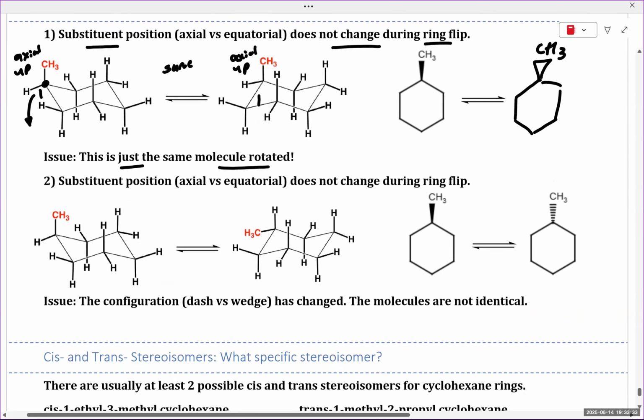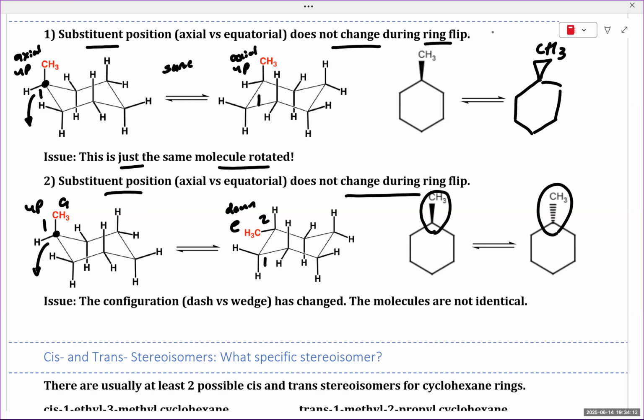The second error is the substituent position doesn't change during the ring flip. So for example, you have carbon 1 here, carbon 1 moves down, and carbon 1's here, but your substituent is still drawn on the same carbon. What you've done essentially is you've moved your substituent 1 carbon over. So even though you went from an axial to an equatorial substituent, what you've done is you've changed from an axial up to an equatorial down substituent. This is very bad. What you've essentially drawn is a methyl group with a wedge on the left and a methyl group with a dash on the right. These are stereoisomers, and these are not identical molecules. So please just be careful of that.